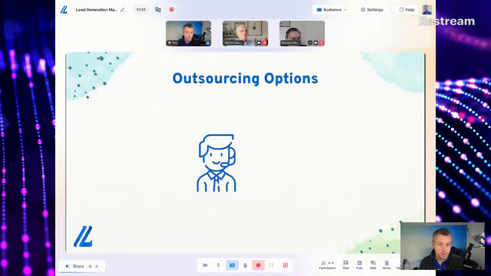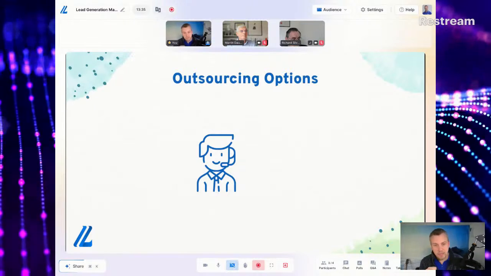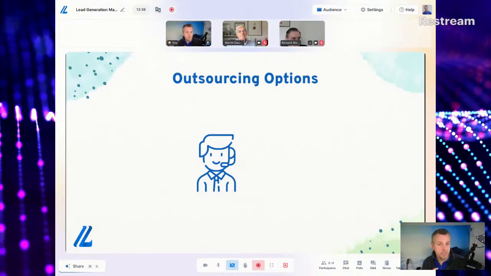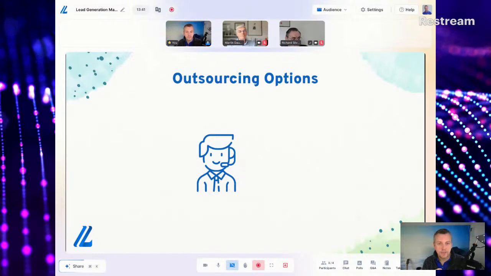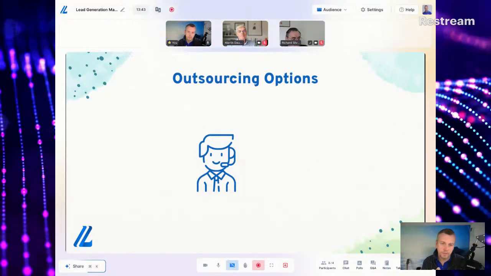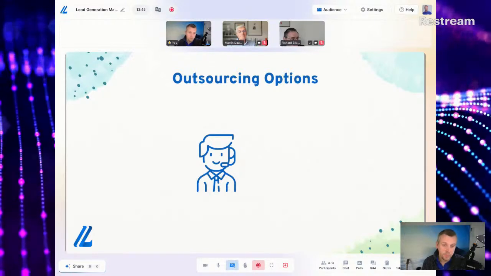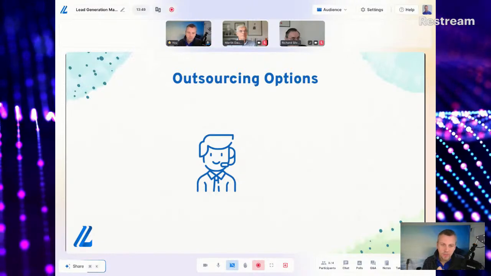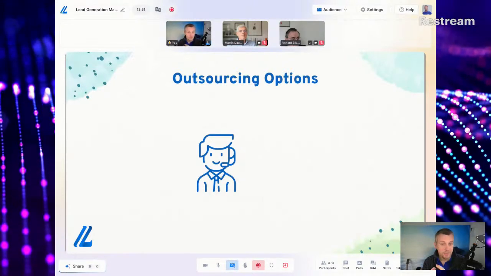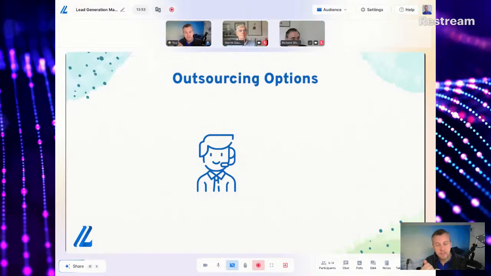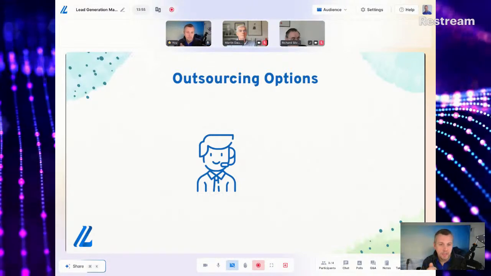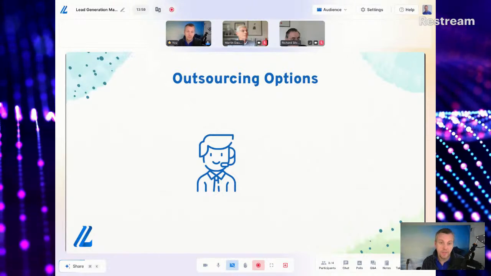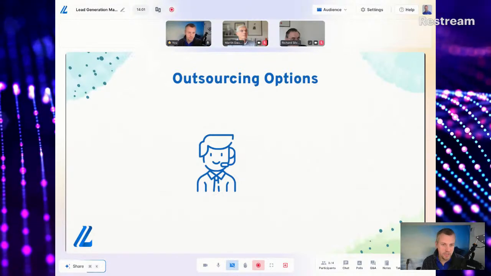But there are some cons. Obviously, when working with a VA, especially around lead generation, communication could be a challenge. If you're working with a VA who's in a different time zone or maybe has a different native language, potentially that's a barrier. Potentially a lack of control. If your VA is working remotely, it's much harder to manage their workload and ensure that they're meeting the expectations that you set out.